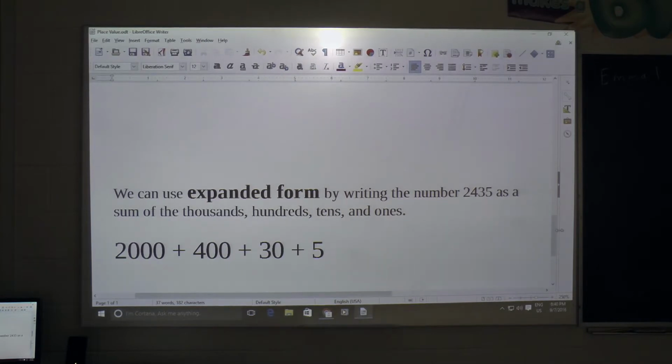In addition to standard form and words, a third way to represent a number is in its expanded form, also known as expanded notation. We can use expanded form by writing the number 2,435 as a sum of the thousands, hundreds, tens, and ones. We have 2 thousands, 4 hundreds, 3 tens for 30, and 5 ones for 5.